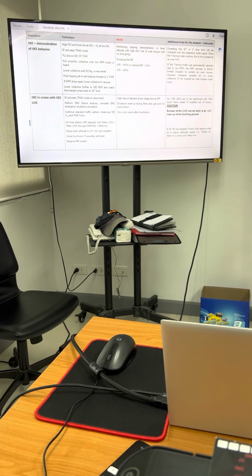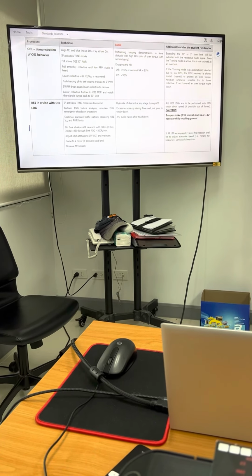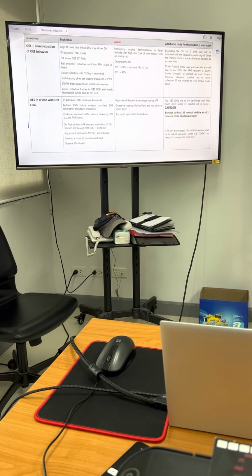OEI in cruise, with OEI landing. IP activates training mode on downwind, performs engine failure analysis, simulates engine emergency shutdown procedure, continues standard traffic pattern observing OEI, VNE and power limits. On final, shallow approach descent with 40 knots and rate of descent around 300 feet. You know that. Adjust pitch attitude to 10 degrees and maintain. Come to hover if possible and land.